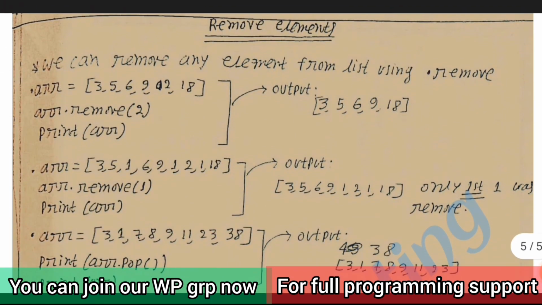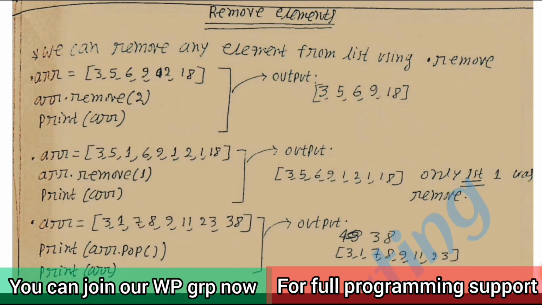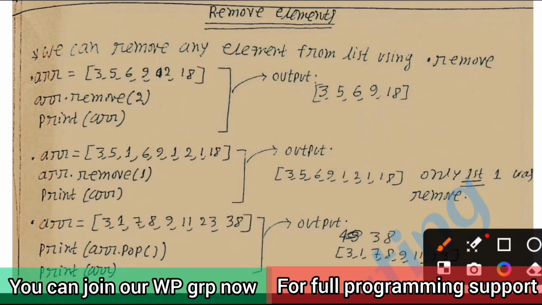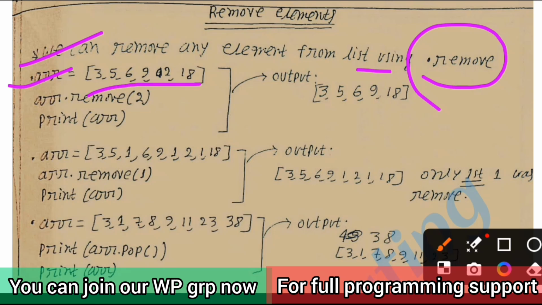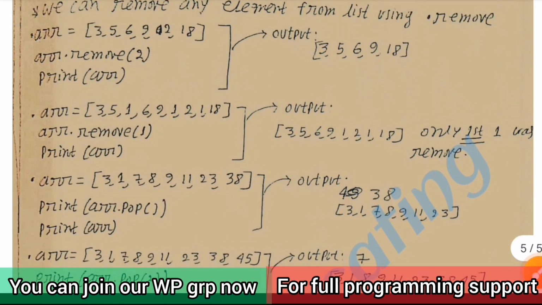Okay. So if you need to remove an element from your list, then you can remove any element from the list using dot remove. If you need to remove any element from the list, then you have to use dot remove. Okay. So there is an example array 3 5 6 9 2 18, and if you need to remove 2, then you have to write array dot remove 2. So the 2 will be removed in the printed array. So the output will be 3 5 6 9 18. The 2 will be removed. Okay. If you write like that.